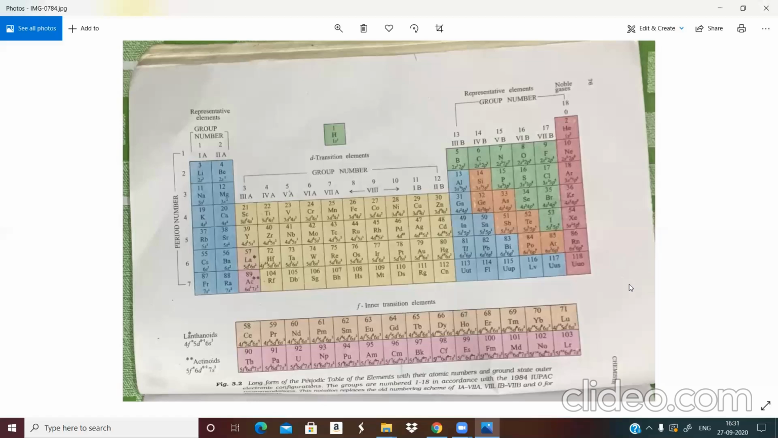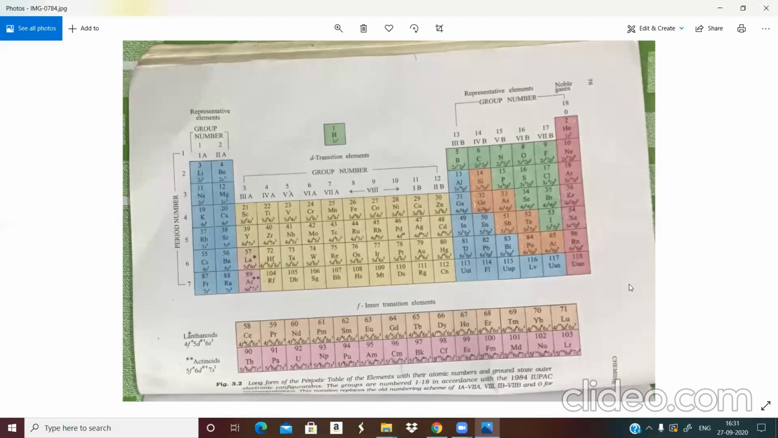The third period with n is equal to 3 begins at sodium, and the added electron enters the 3s orbital for sodium, atomic number 11. So you can see that the outermost electron is present in the 3s orbital. When you write the electronic configuration, 1s2, 2s2, 2p6, 3s1. Successive filling of 3s and 3p orbital give rise to the third period of 8 elements from sodium to argon.